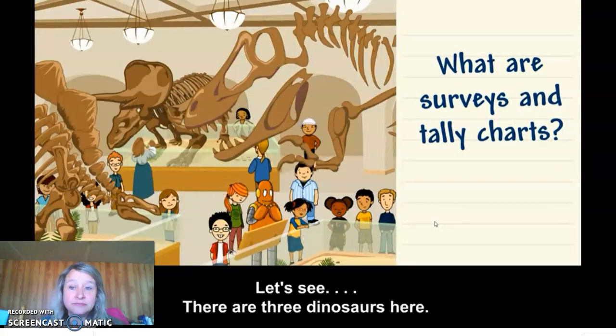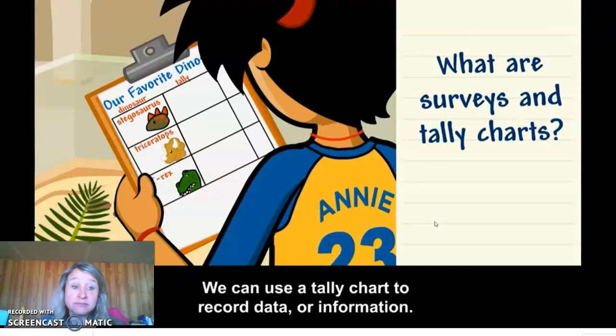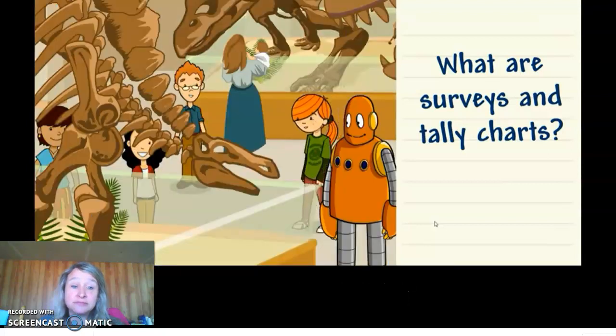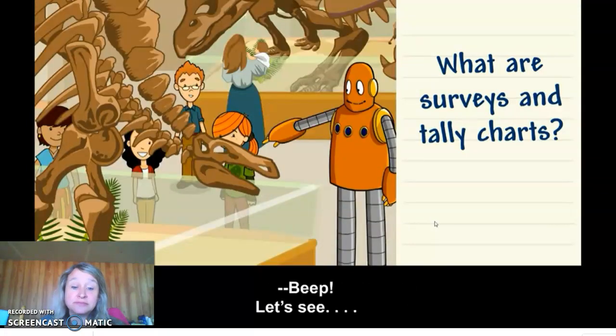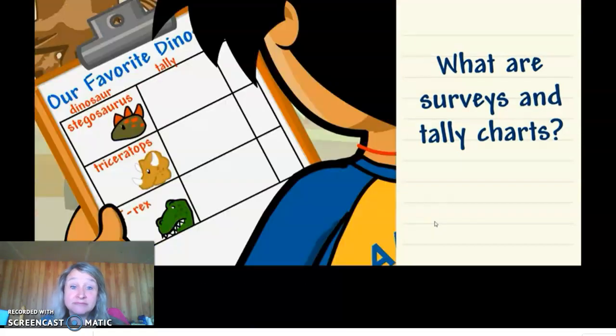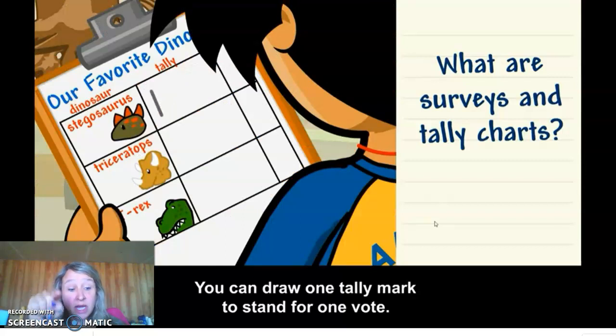Let's see. There are 3 dinosaurs here. Let's take a survey to find out which one our classmates like best. We can use a tally chart to record data or information. Let's see. Moby likes the Stegosaurus the best. You can draw 1 tally mark to stand for 1 vote.